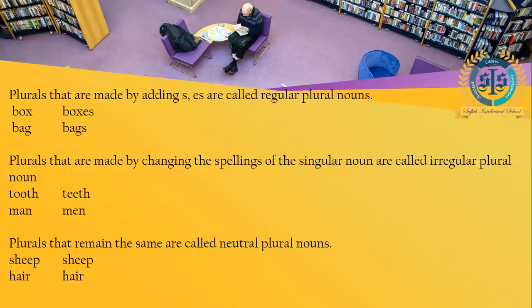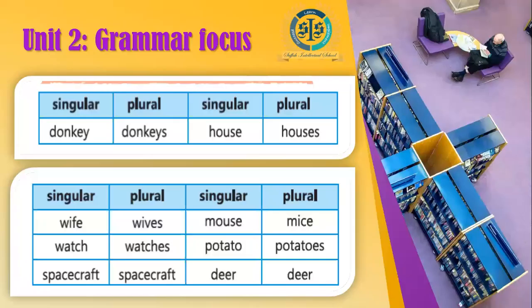Now we will go towards the examples and see what the examples are saying. Look, donkey becomes donkeys with s. House becomes houses with es. So they both are regular plural nouns. Wife changes to wives, we are replacing f with ves. So it changes, so it is an irregular plural noun. Mouse becomes mice. It changes the spelling, so it is also an irregular plural noun.